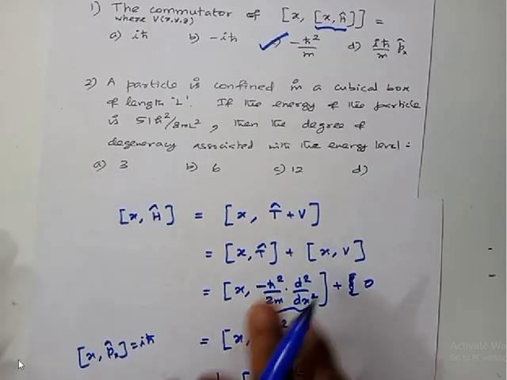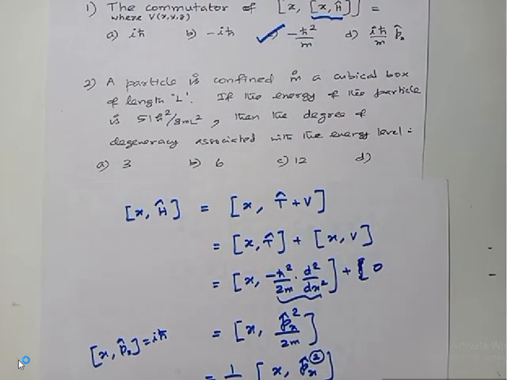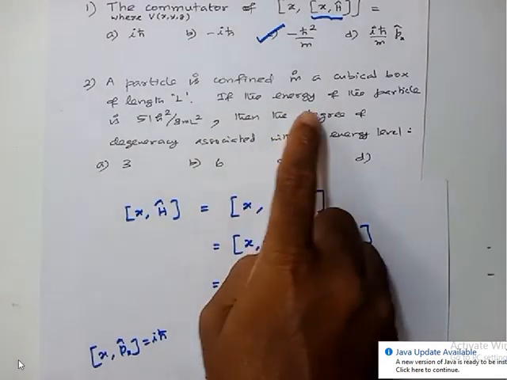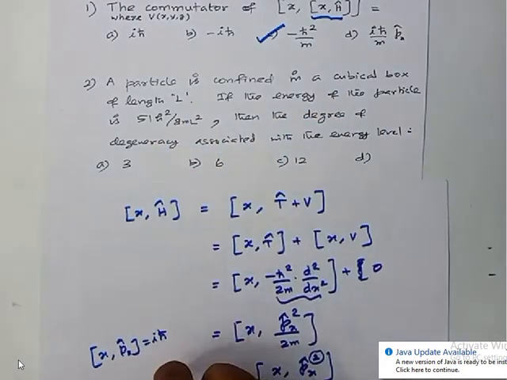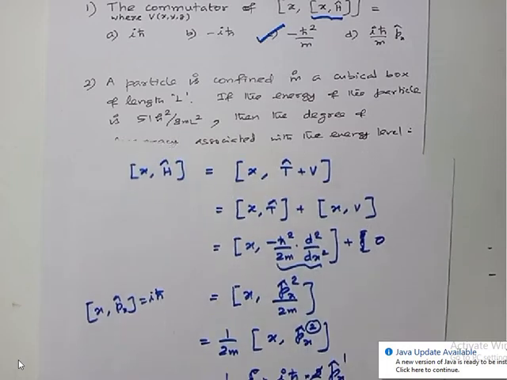Students, go through the question and try to answer it. If you know the answer, just send it in the meet. A particle is confined in a cubical box of length L. If the energy of the particle is 51 h square by 8 m L square, then the degree of degeneracy associated with the energy level is? What is the degree of degeneracy associated with this energy level?